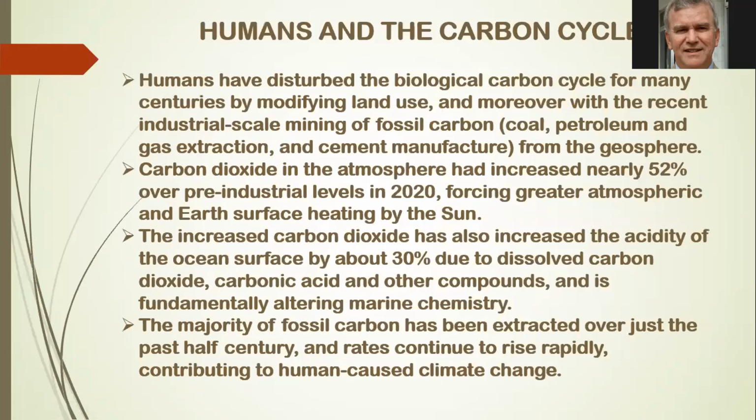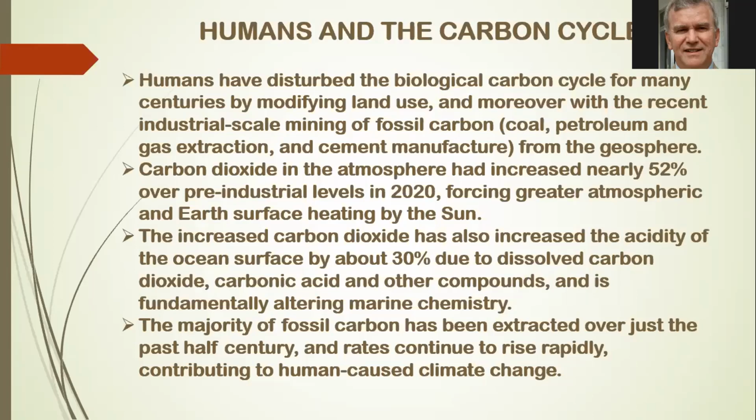Humans and the carbon cycle. Humans have disturbed the biological carbon cycle for many centuries by modifying land use. This is agriculture mostly. And moreover, with the recent industrial scale mining of fossil carbon, coal, petroleum, gas extraction, cement manufacturing, which is extracted from the geosphere, the geology of the planet.